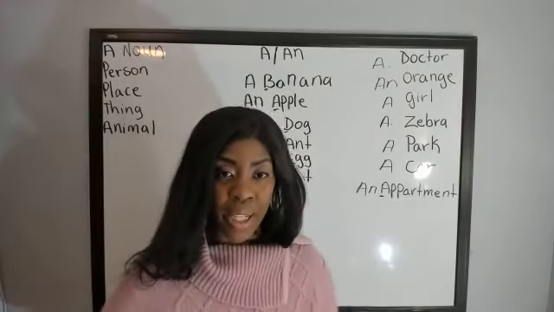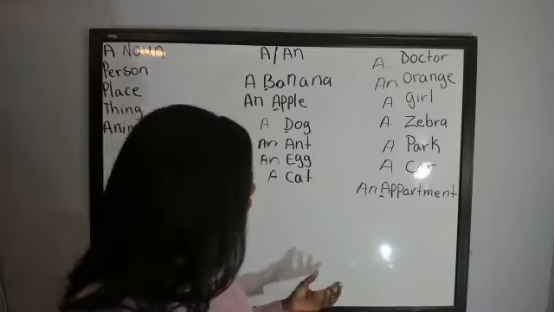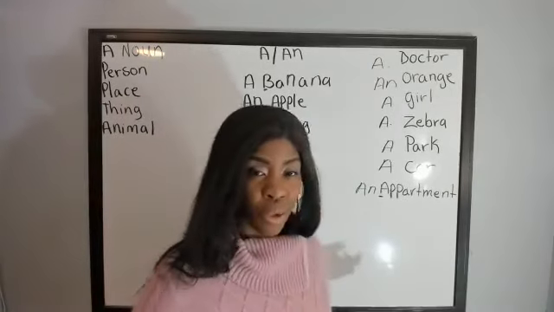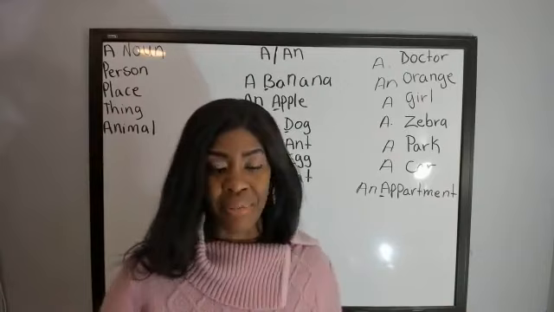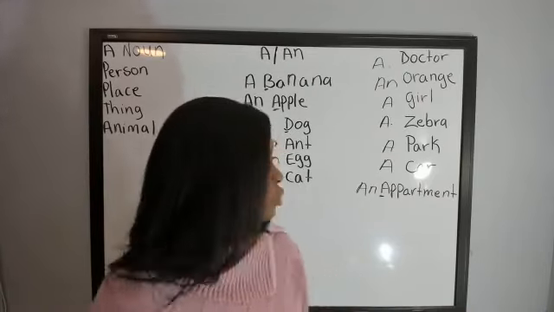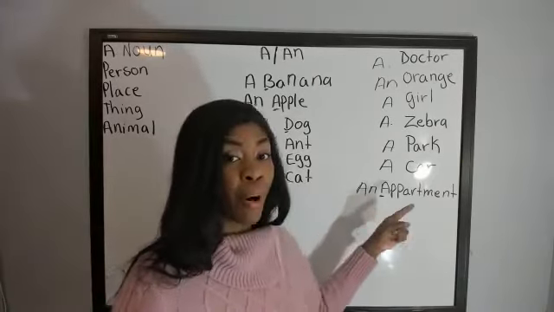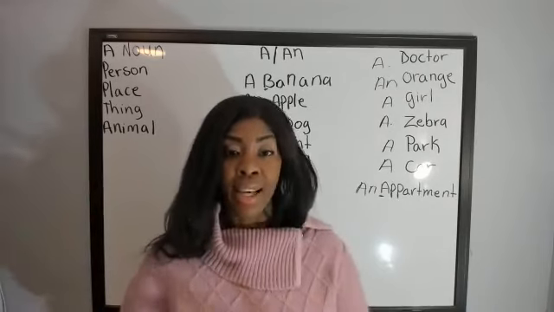Make sure whenever you are pronouncing the ones that have an, you pronounce them as if it was one word. So you cannot say an apartment as two separate words, you have to say an apartment.